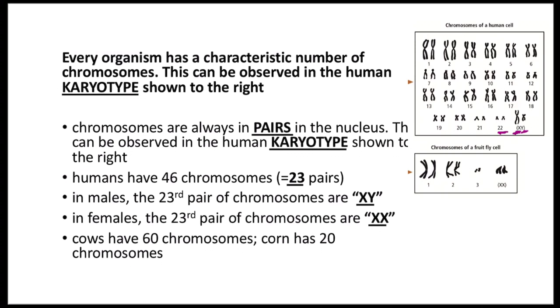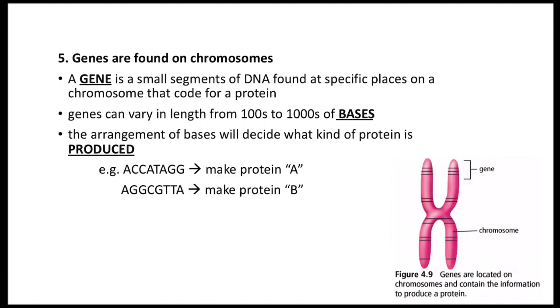Different organisms have a different number of chromosomes. The example provided here is that cows have 60 chromosomes and corn has 20 chromosomes. Another example is the fruit fly, which has 4 pairs of chromosomes for a total of 8 chromosomes. So point 5 here is that genes are found on chromosomes.